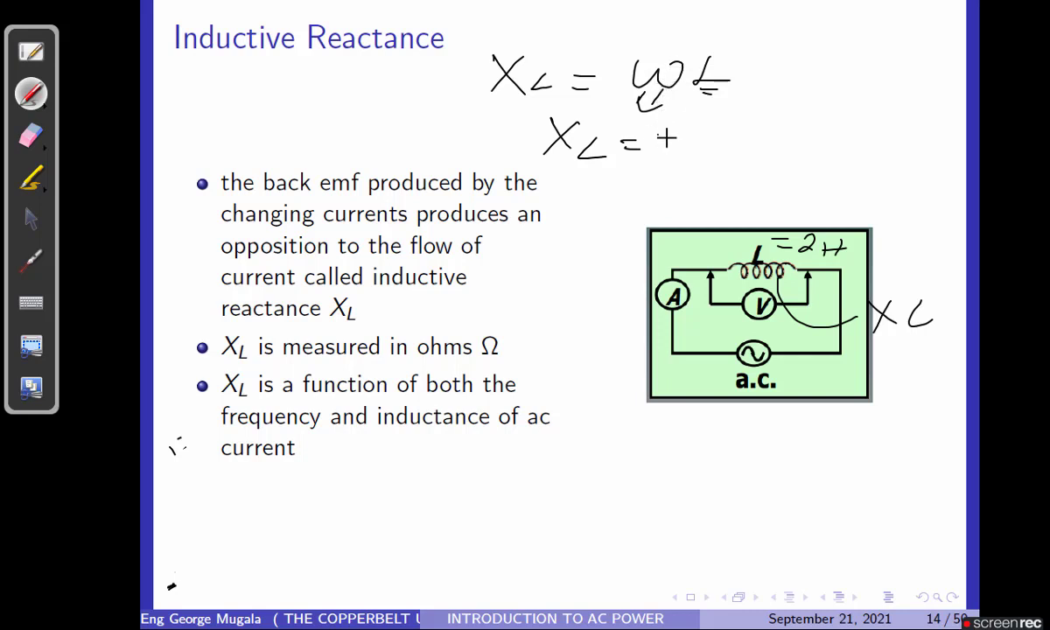the omega. Omega itself is 2 times pi times f, the frequency. So I can have 2 pi FL. That's what it means. So if I know the frequency, then I can calculate this.